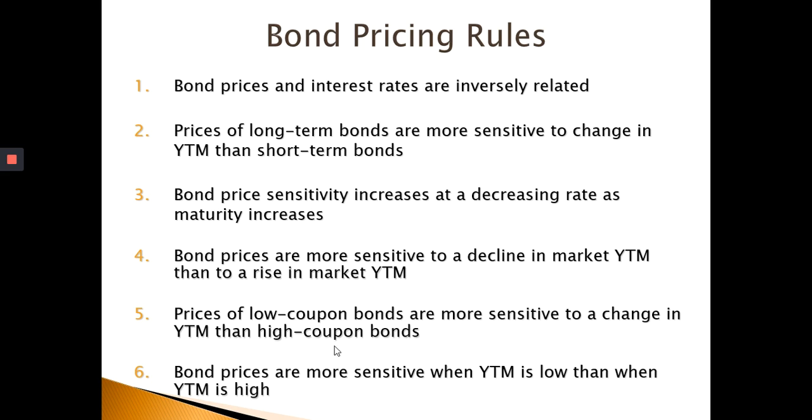Prices of low coupon bonds are more sensitive than high coupon bonds. Again, another factor is yield to maturity, whether it is low or high. So these are the factors that can affect the overall bond price.